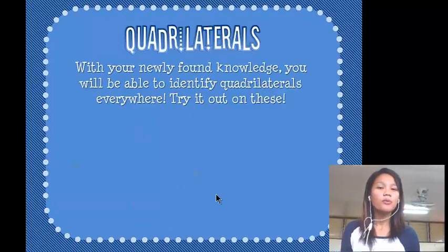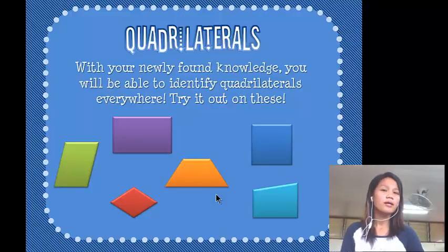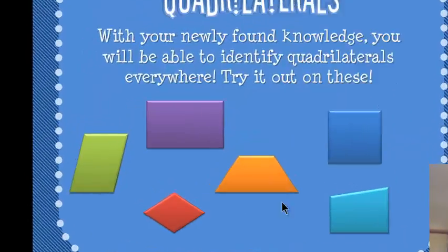So now we will evaluate whether you have newly found knowledge and have constructed your own knowledge today. Can you identify quadrilaterals everywhere? We will try it now. The green one, what do you call that? What type of quadrilateral is that? It's a parallelogram.